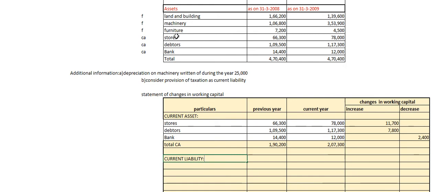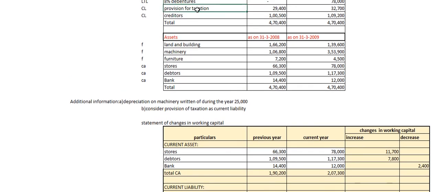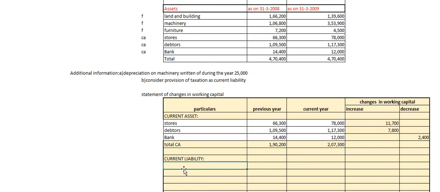Moving on to the next part, which is current liability. Looking into the question, what do we have? Your provision for taxation and creditors. Provision for taxation is 29,400 last year, 32,700 the current year. When your current liability increases, it leads to a decrease in working capital. When your current liability decreases, it leads to an increase in working capital. Provision for taxation has increased from 29,400 to 32,700, so you put down the amount in your decrease column: 32,700 minus 29,400, you get 3,300.